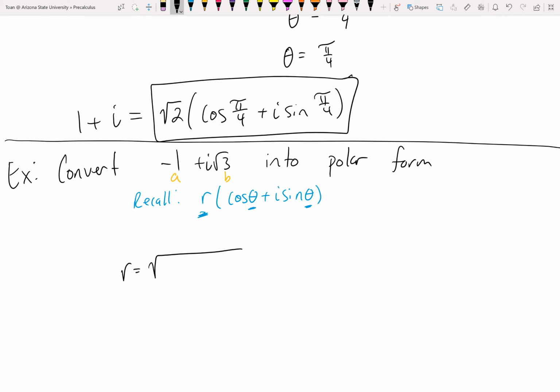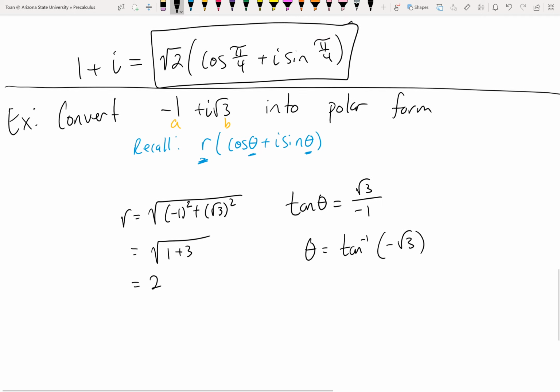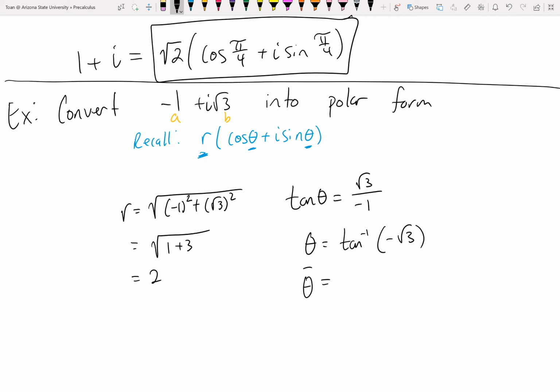So r is just Pythagoras' theorem: the square root of a squared plus b squared. Notice I always use parentheses to include any potential negatives. So that's the square root of 1 plus 3, square root of 4, is 2. Theta is such that the tangent of theta is always going to be b over a, so theta equals tan inverse of negative radical 3. I always like to use reference angles when I do inverse trig functions, so I ignore this negative. What angle has a tangent value of radical 3 over 1? That is going to be 60 degrees, or pi thirds.